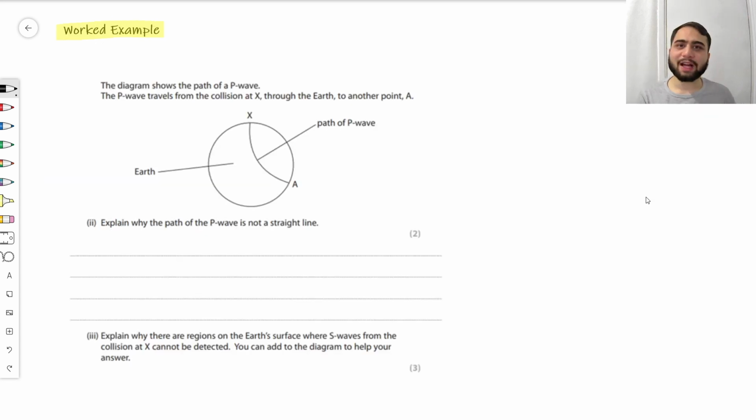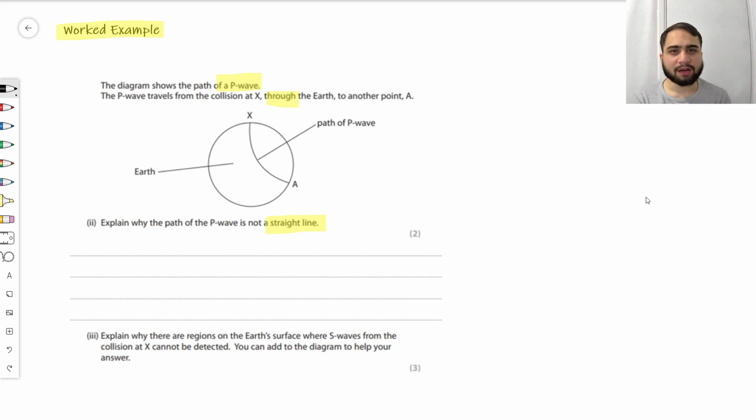Now let's have a look at our worked example. Pause the video and give it a go yourself first, and then I'll run through it. Okay, as always, we're going to highlight all of our keywords. The diagram shows the path of a P wave. Straight away, that's something we need to highlight, that this is a P wave. The P wave travels from collision X through the Earth to another point A. Explain why the path of the P wave is not a straight line. So it's talking about why the P wave is curved.